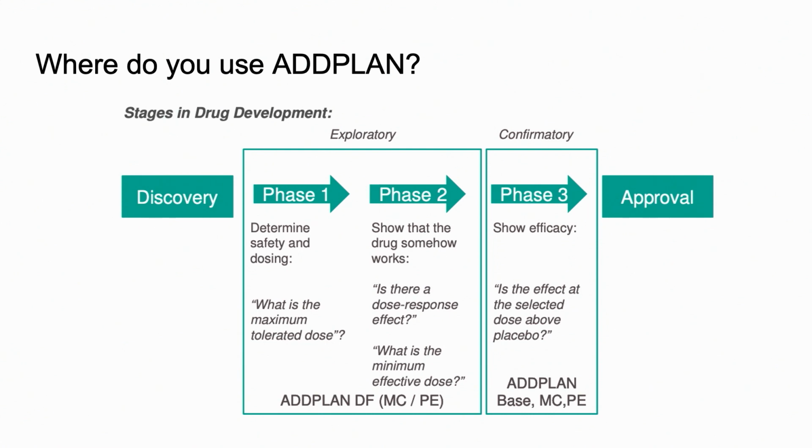So some of you might be wondering, where do you use ADDPLAN? And so here's an overview of the common drug development lifecycle. So for phase 1, we have ADDPLAN dose finding, which includes multiple comparisons and population enrichment. And we also have phase 3 confirmatory design options, which cover base, multiple comparison, and population enrichment.